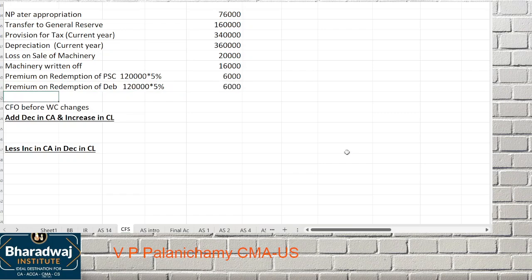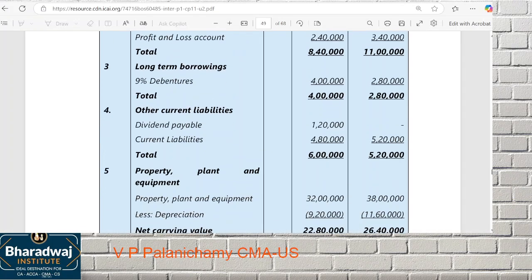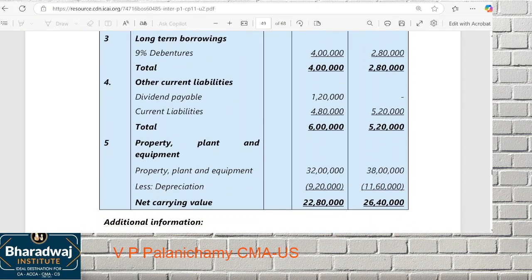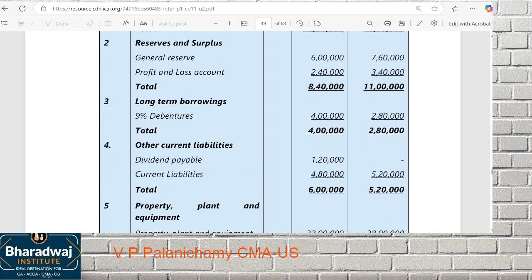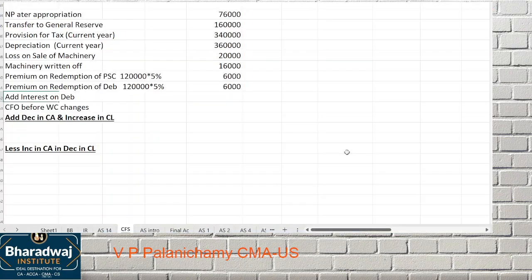So add interest. Is any outstanding interest given in the question? Any interest on debenture in the additional information? No. What is the opening balance? 4 lakhs into what percentage? 9%. How much? 36,000 you have to pay.